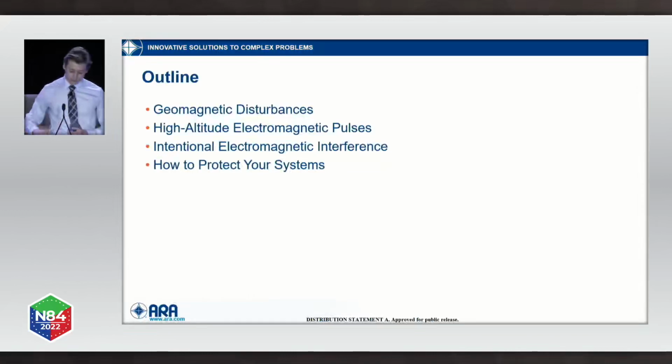So the outline of this talk: there are 3 EM threats I'm going to talk about. The first being geomagnetic disturbances. We're going to move on to the high altitude nuclear detonations that give rise to electromagnetic pulses. The last one's going to be intentional electromagnetic interference, or just EMI, some people call it. And then finally talk about how you can protect yourselves and mitigate these effects.